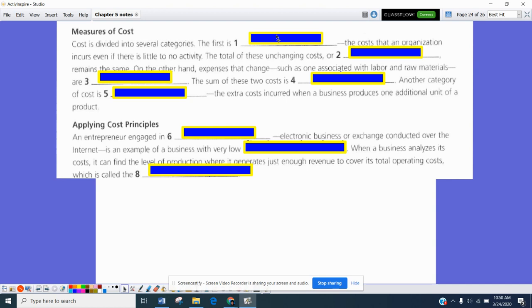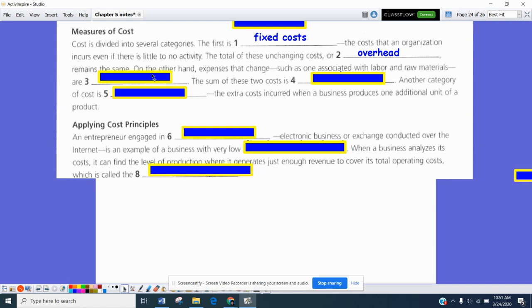When we talk about measures of cost, cost is divided into several categories. There's fixed costs. These are the costs that an organization incurs even if there's no activities. So the total of these unchanging costs, or sometimes known as overhead, remains the same. Overhead could be issues that you're always going to have expenses for. So that could be if you're buying a property, like a mortgage that you have to always pay every month, or it could be your insurance costs that you have to pay maybe a couple times a year or monthly, depending. So that's an example of a fixed cost, your electricity, your utilities in general.